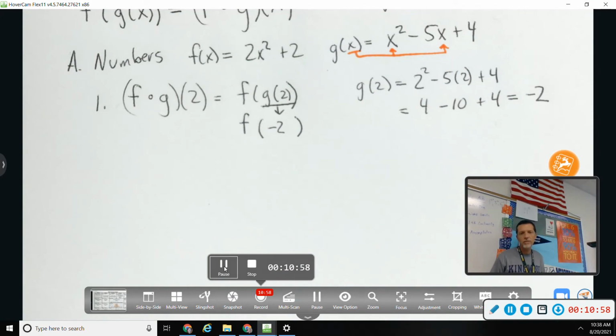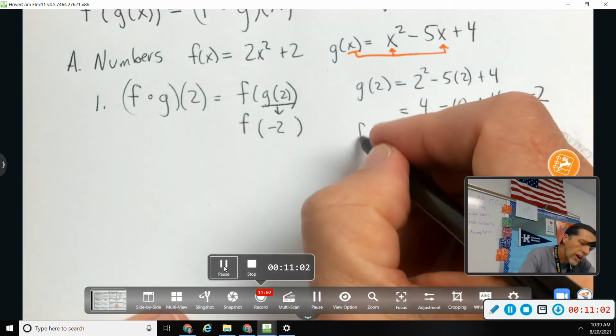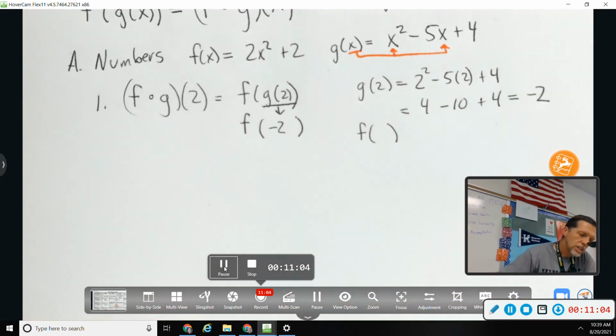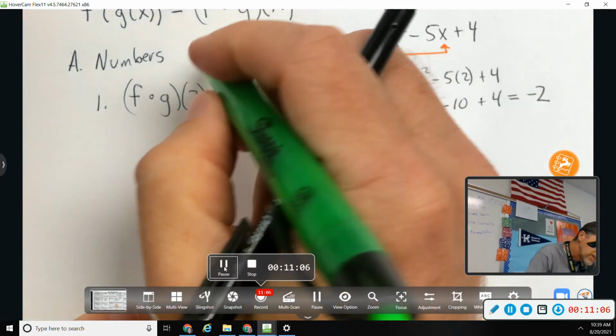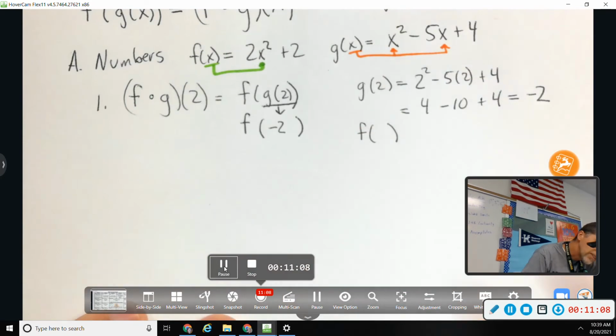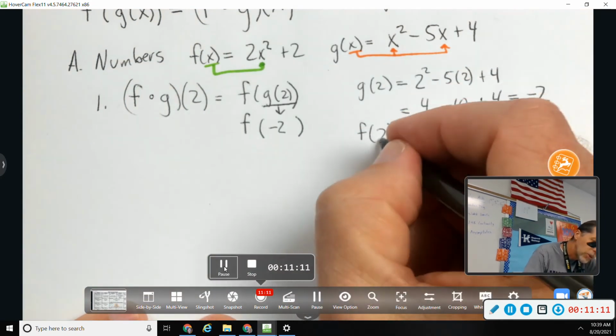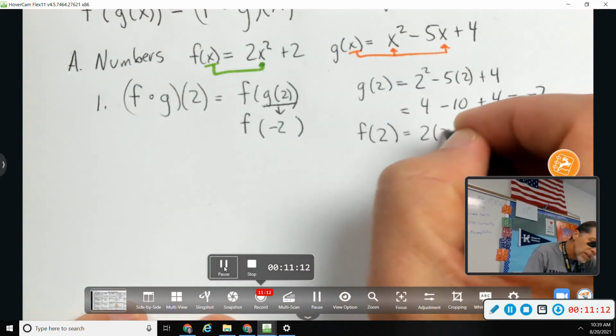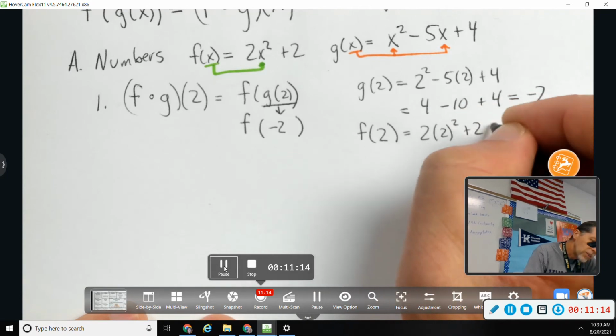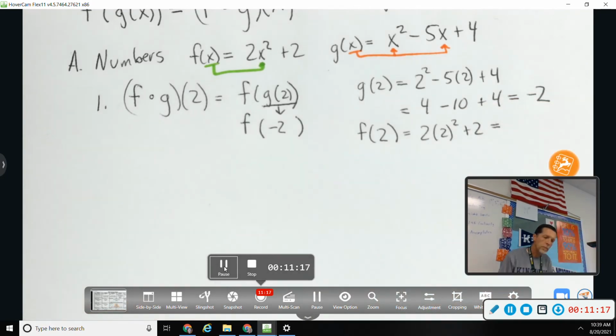Now we want to find f of negative 2. So we grab the f function, and whatever's in parentheses goes in for x on the other side. So f of negative 2, 2 times negative 2 squared plus 2. Whoops, negative. Although, when we square it, it wouldn't have mattered, but yes, it should be negative. So 4 times 2 is 8, plus 2 is 10.